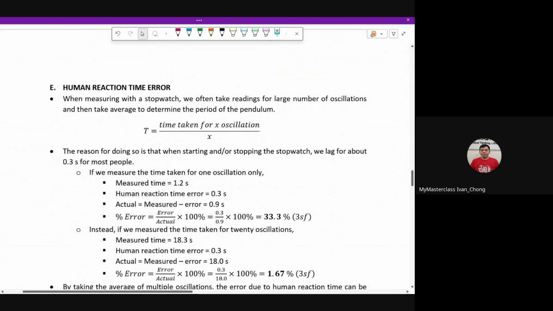Okay. Then moving on to our human reaction time error. This one is the error that we previously mentioned. That's why we take readings for a large number of oscillations. This is x. Okay. And then we will take the average to determine the actual period. This is to reduce error. Okay, oh, hang on. I placed it wrong. It should be here. Okay, so we do this to avoid error. We take the average to avoid error.